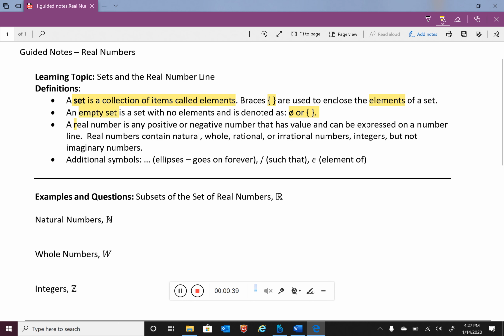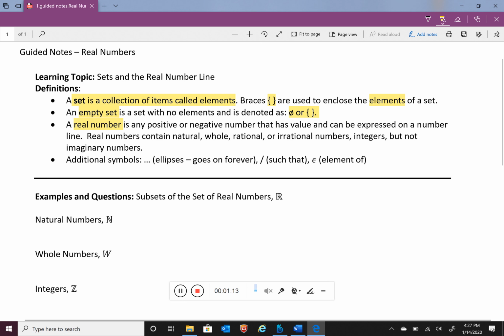Now, a real number is a definition that we're going to have to understand pretty deeply and often throughout this course. So a nice definition of a real number is any positive or negative number that has value and can be expressed on a number line. Real numbers contain natural, whole, rational, or irrational numbers, as well as integers, but not imaginary numbers, and we will be defining each of these types of numbers.